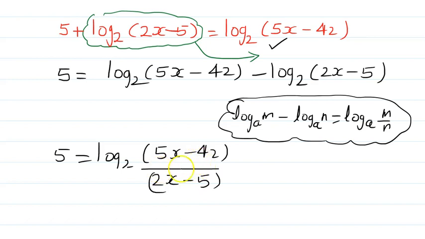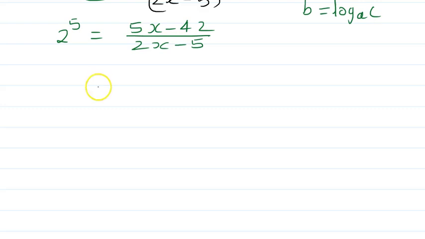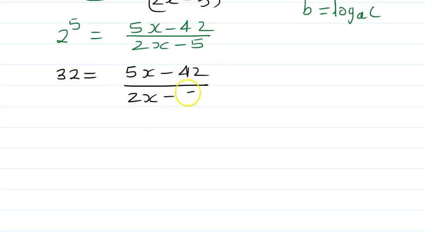Now we know one thing: if a to the power b equal to c, then you can write b equal to log base a of c. Here the base is 2, so we can write 2 to the power 5 equal to (5x minus 42) divided by (2x minus 5). 2 to the power 5 is basically 32. So 32 equal to (5x minus 42) divided by (2x minus 5).